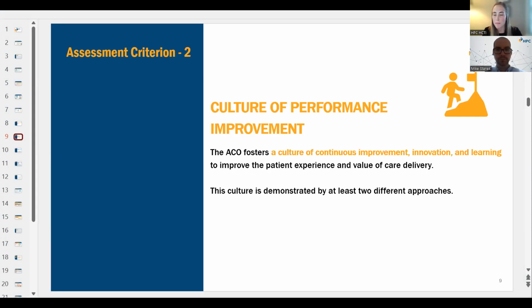These are just a few of the different approaches that we outline in the application and further describe in the PUG. But in responding to this criterion, we ask ACOs to provide an explanation of how each approach really contributes to a culture of improvement in their ACO.